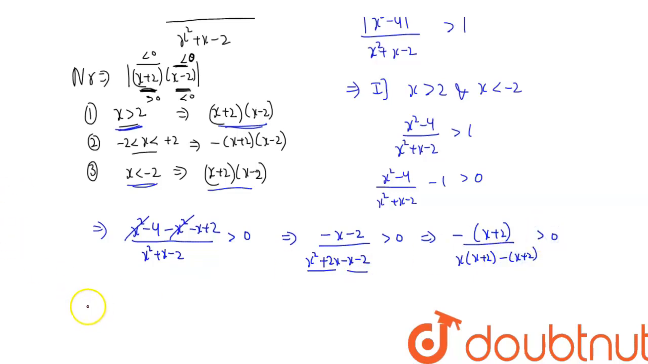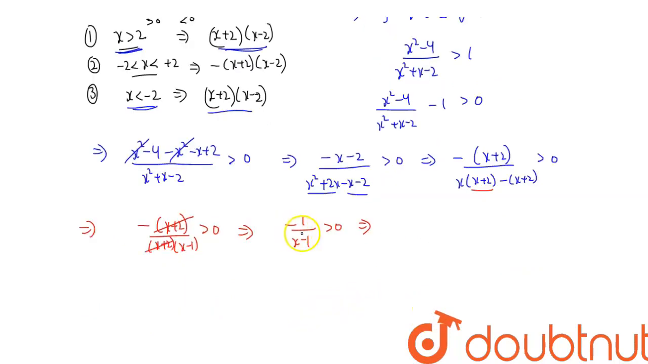Now for solving this ahead, we get, here we have the negative of x plus 2 whole divided by, if we take this x plus 2 common, then we get x plus 2 times x minus 1, as greater than 0. So this x plus 2 and this x plus 2 get cancelled out, and we are left with minus 1 upon x minus 1 as greater than 0. So from this we can say that if we multiply with the negative quantity, that is minus 1, in this inequality, then we get 1 upon x minus 1 as less than 0.